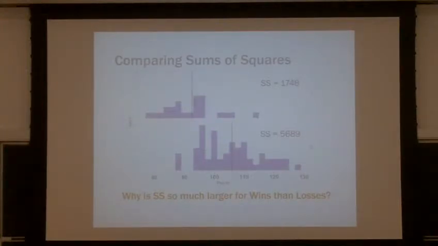This is a question of spread, and the spread is not three times bigger with wins than losses. And this is the reason why we have variance and standard deviation.